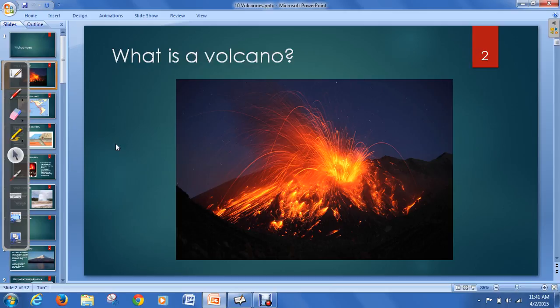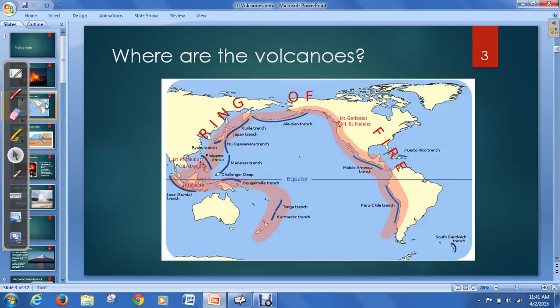Okay, there's a couple of different examples of different types of volcanoes. But a general definition you can think of is just any location where magma can reach the Earth's surface. Any type of vent for magma to flow through. And so we want to look at where our volcanoes are located.